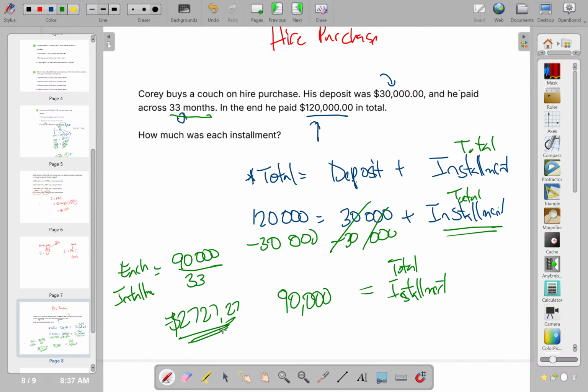All right. So is that making sense? Hire purchase is all about a deposit that you're making, and then the flexible part of it is that you're going to be breaking it up into different amounts of installments. All right. So that makes a lot of sense. Ready, set, boom. What's next?